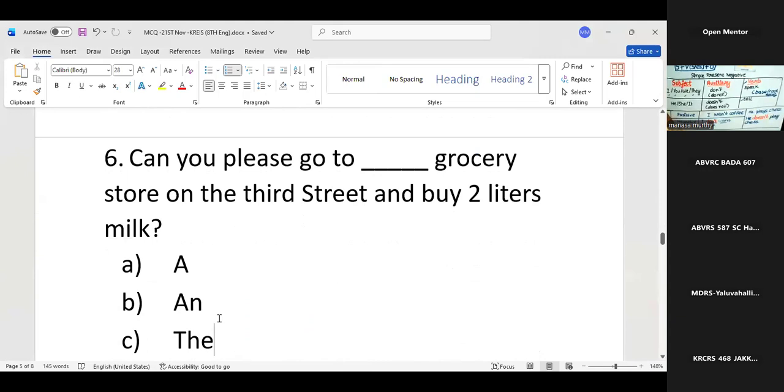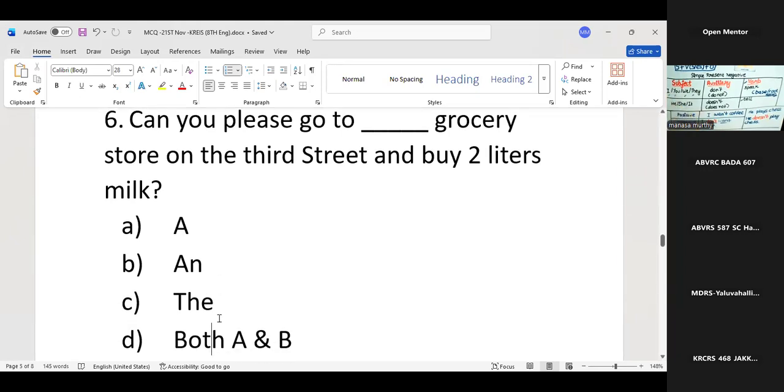Can you please go to dash grocery store on the 3rd street and buy 2 liters milk? So the speaker and the listener know which grocery store is being spoken about. When both are aware of which grocery store is being spoken about, what is the article that we use? Is it a random grocery store or a specific one both are referring to? Nearly 80 centers have answered. Let me check. Exactly, it is C. Why is it C? The speaker and the listener know which grocery store I am referring to. So it is C.